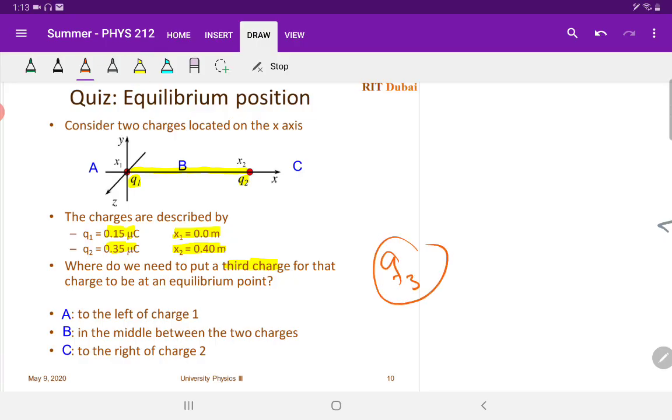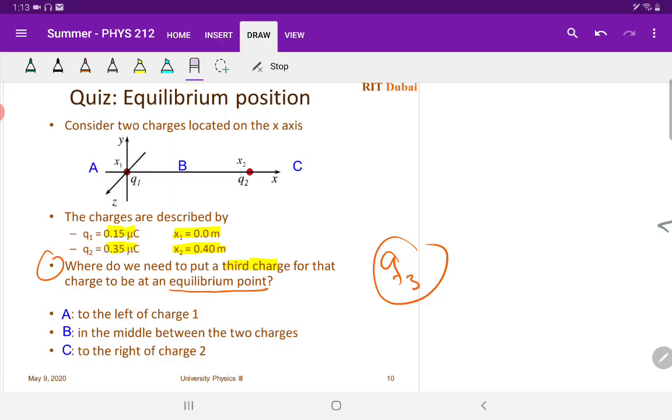And for that charge to be at an equilibrium point. In this question, at this point, we are not asked about the exact location. We just need to find the region. Now what do you mean by the region here?